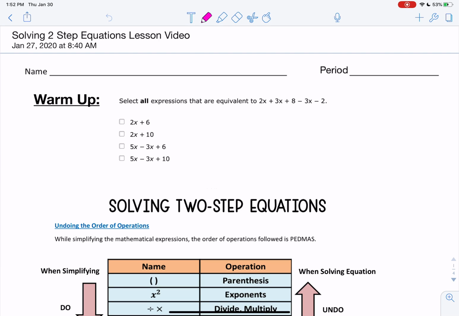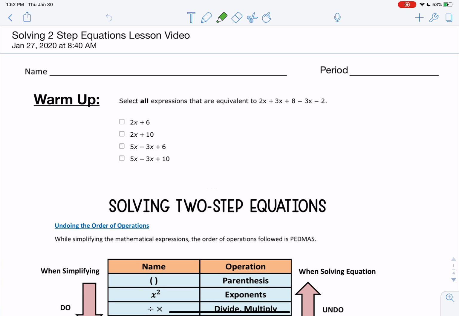Mrs. Rodriguez with solving two-step equations. So first, let's take a look at the warm-up. It says select all expressions that are equivalent to 2x plus 3x plus 8 minus 3x minus 2.